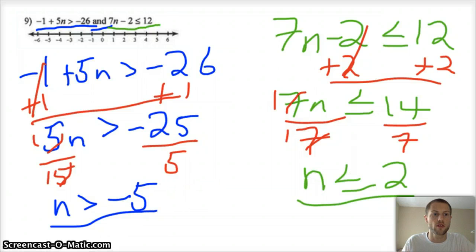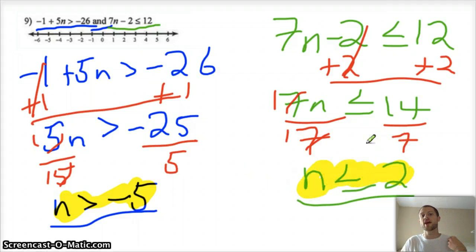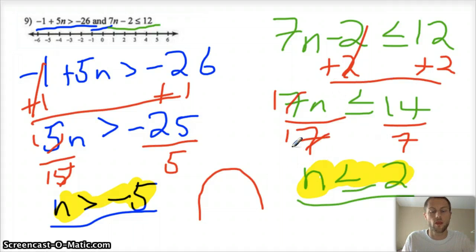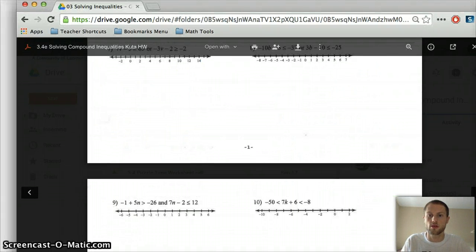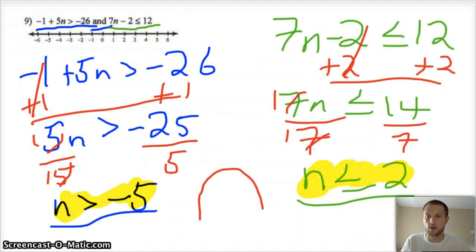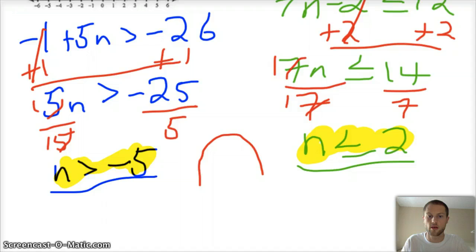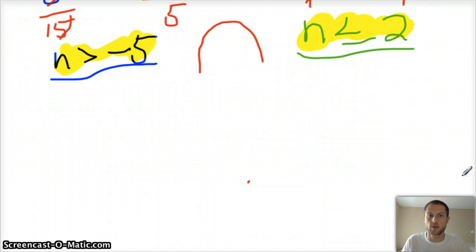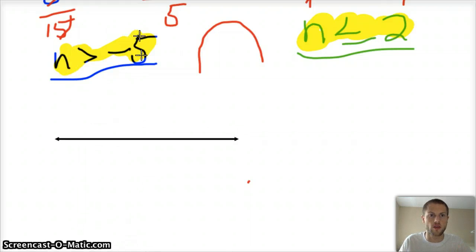So I've got both of these inequalities now that have been boiled down to just one variable, and I want to join them with an AND inequality. So what I'm going to do is scroll down a little bit on my notebook page here. And I'm going to graph each one of those on a number line. So here's my number line. And I'll start with n is greater than -5 first.